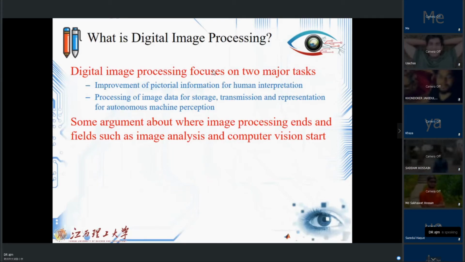There is some argument about where image processing ends and fields such as image analysis and computer vision start. But now we are not interfering with that. Let them talk. We just want to learn more about this topic.